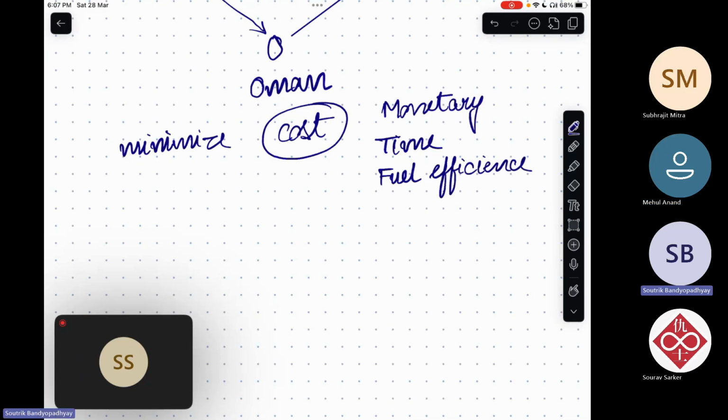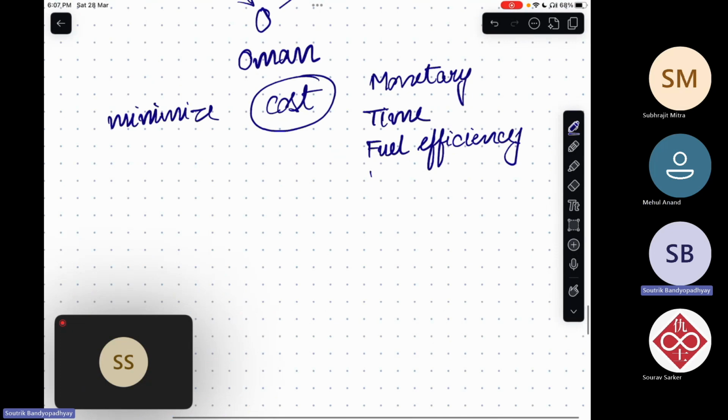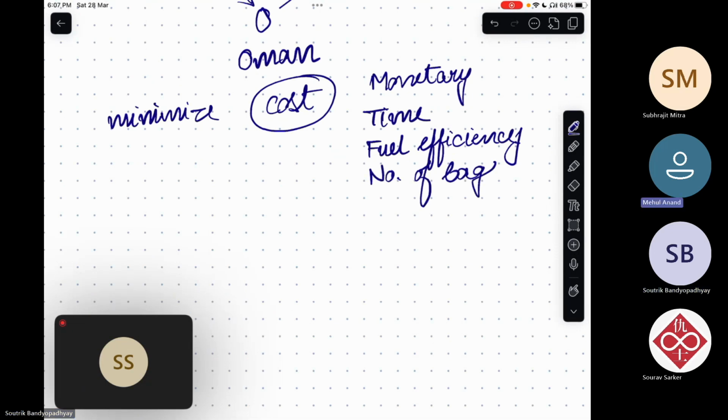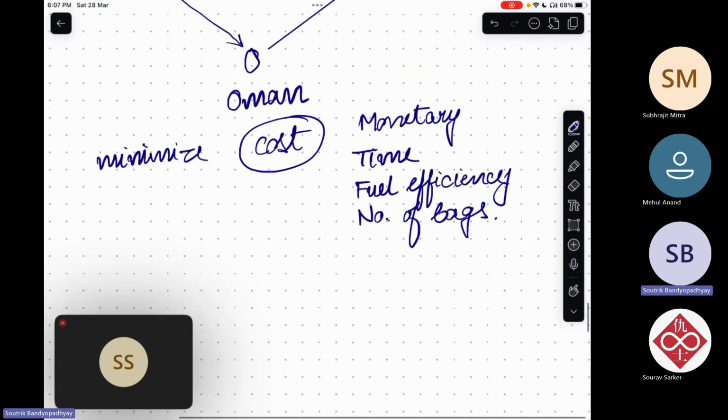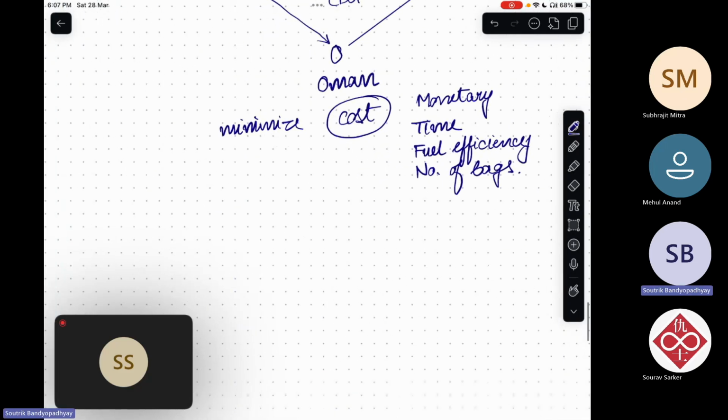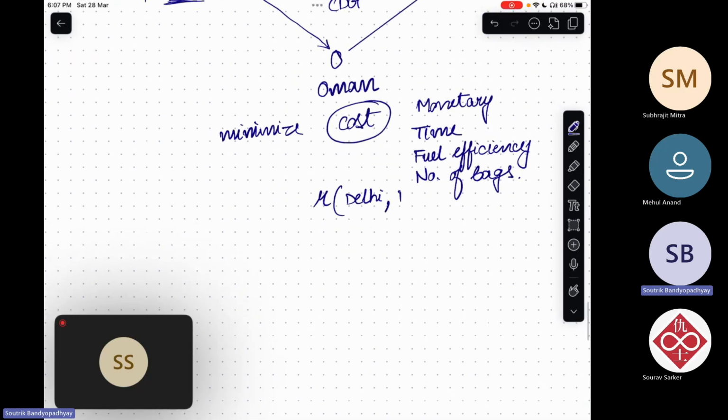This may be, let's say, the number of bags you can check in, right? So based on all these costs, you can assign a reward for, let's say, the current airport that you are in, let's say Delhi, and you are taking an action which is the aircraft that you are trying to go to. So let's say this is Delhi to JFK.